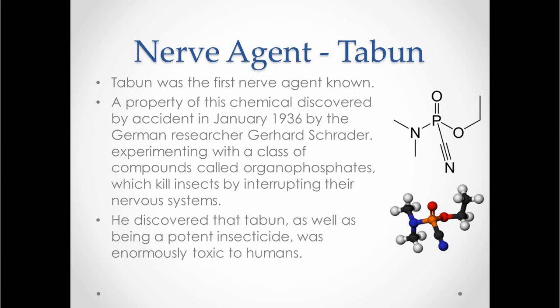Tabun was the first nerve agent known, a property of this chemical discovered by accident in January 1936 by the German researcher Gerhard Schrader. Experimenting with a class of compounds called organophosphates, which kill insects by interrupting their nervous systems, he discovered that Tabun, as well as being a potent insecticide, was enormously toxic to humans.